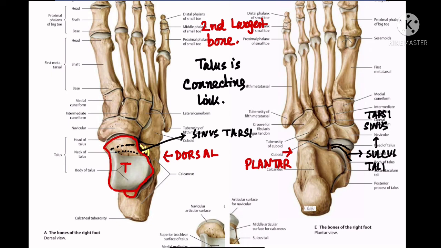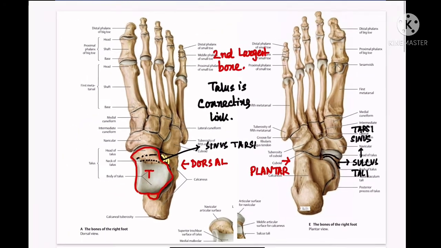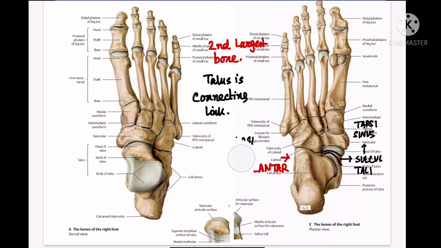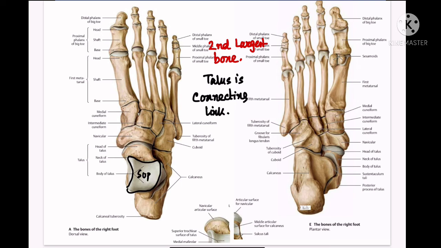Now we will discuss the body of the talus. Let's clear the diagram. The body of the talus is cuboidal in shape and it presents 5 surfaces. Superior surface, which we are seeing from the dorsal aspect like this. Then the inferior surface will be below; that we cannot see in this view.